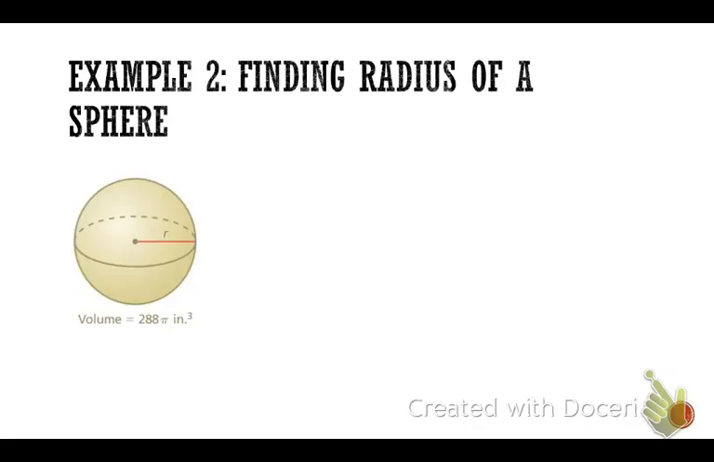Okay, example 2, see, look, there's example 2, there's the end. So in example 2, I'm finding the radius of a sphere. So now instead of solving for volume, I'm solving for radius. Obviously, there's no base and there's no height, so there's really only one other variable I can solve for.